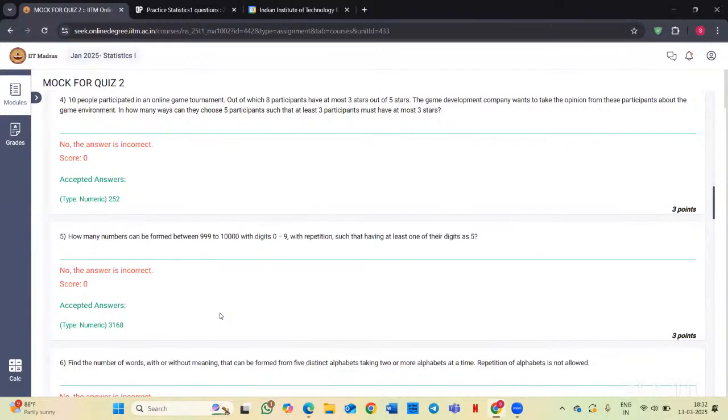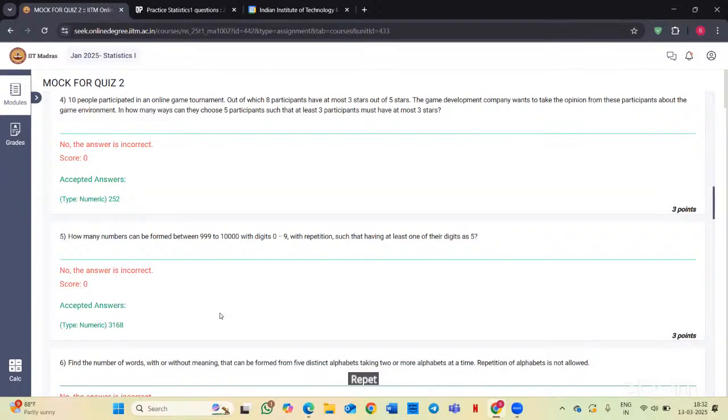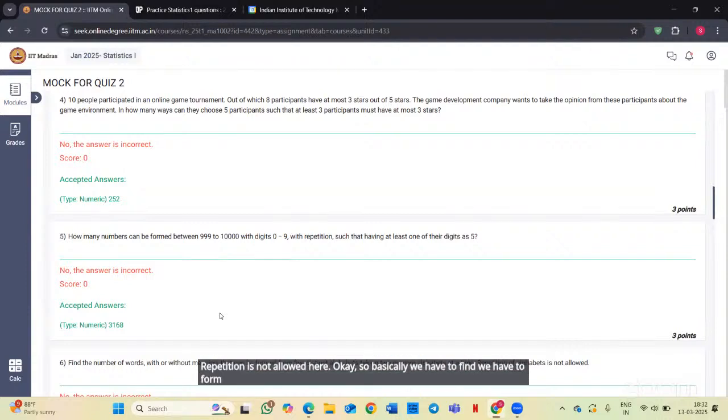Now this one. Find the number of words, with or without meaning, that can be formed from 5 distinct alphabets, taking 2 or more alphabets at a time. Repetition is not allowed here. Okay. So basically we have to form words with 5 distinct alphabets.